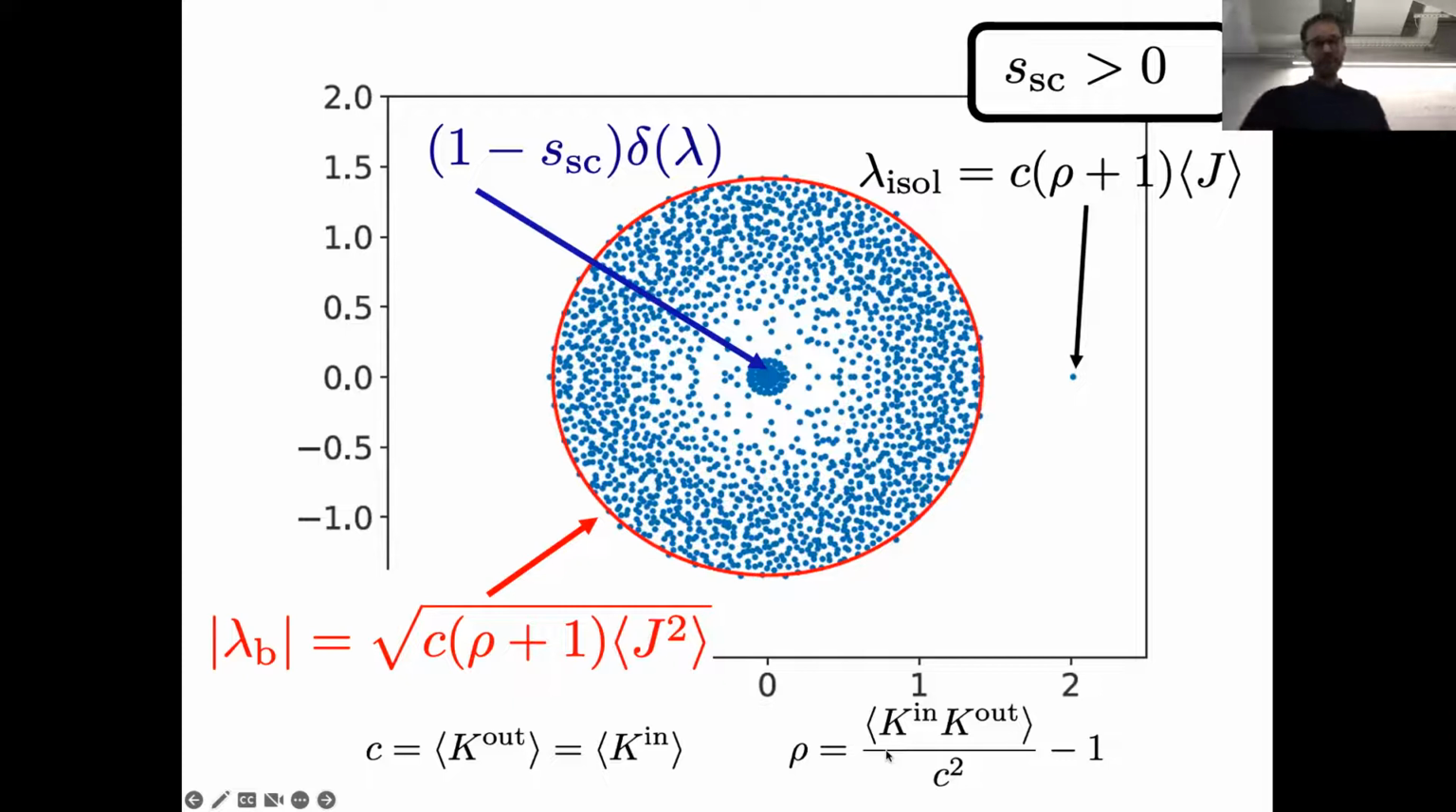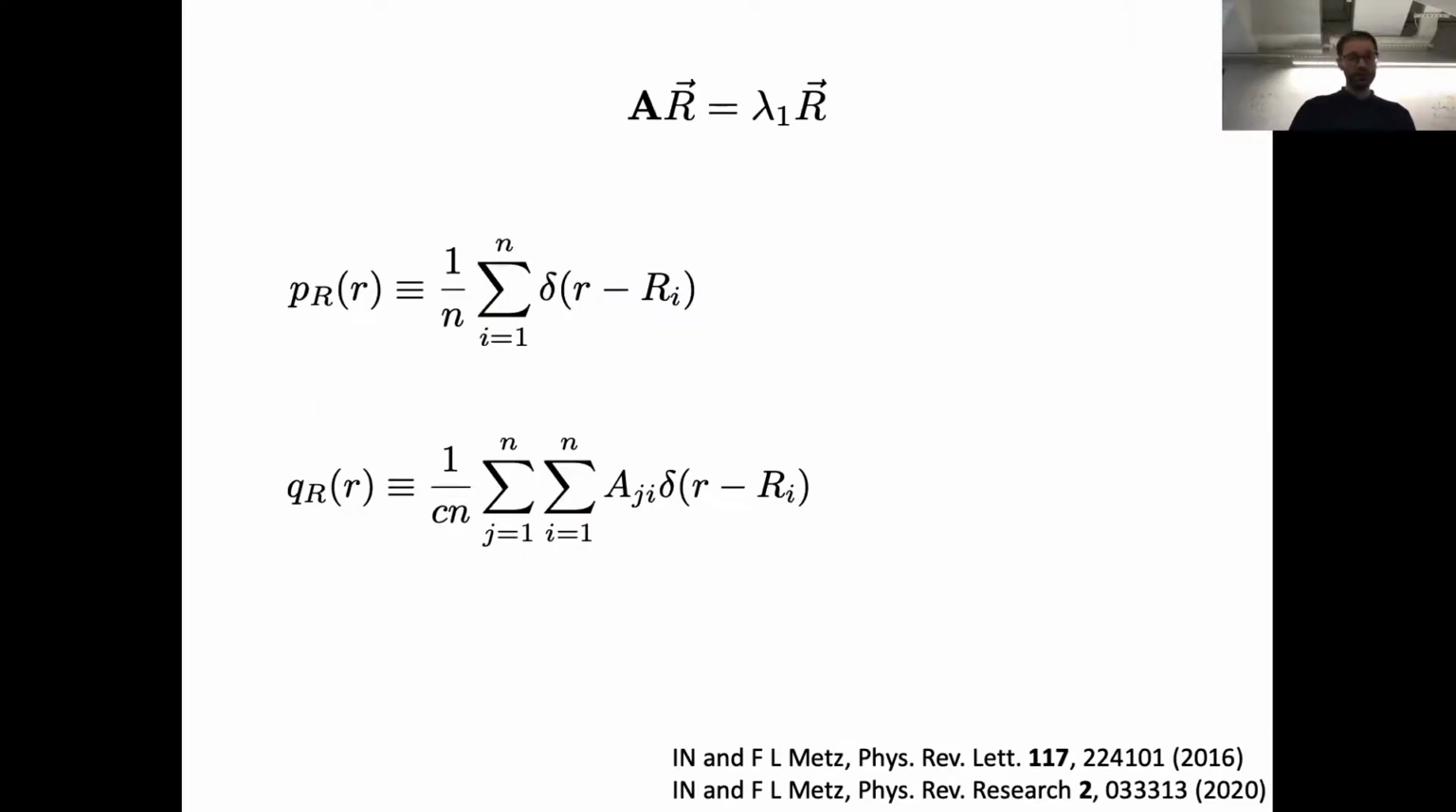So this picture captures almost all properties of the spectrum, at least when we're interested in the leading eigenvalue. And this is really general because it is conjectured to hold generally for graphs with a given distribution of in and out degrees and with weights which are randomly drawn from a distribution. I would like to briefly explain where these results come from, just to give you an idea how we derive these results.